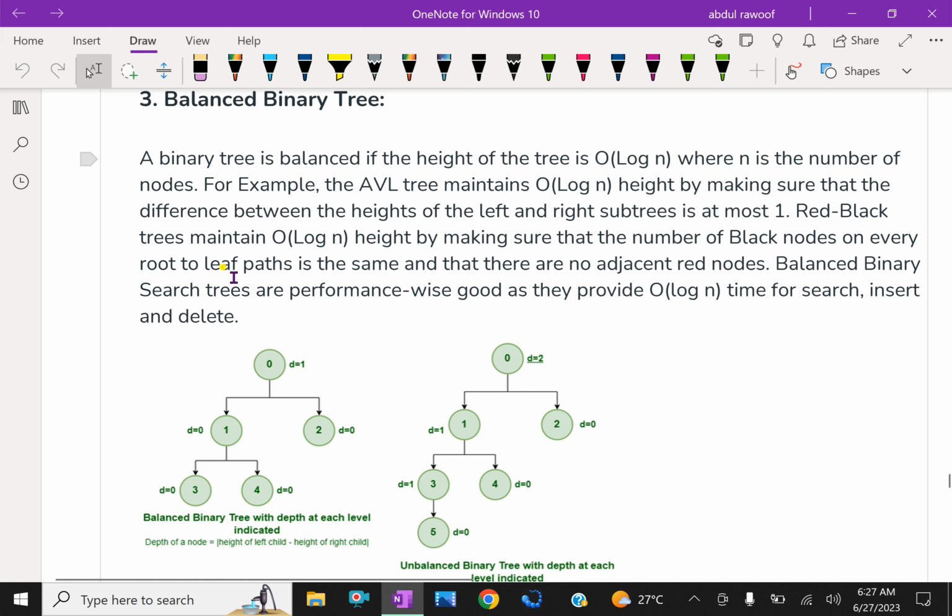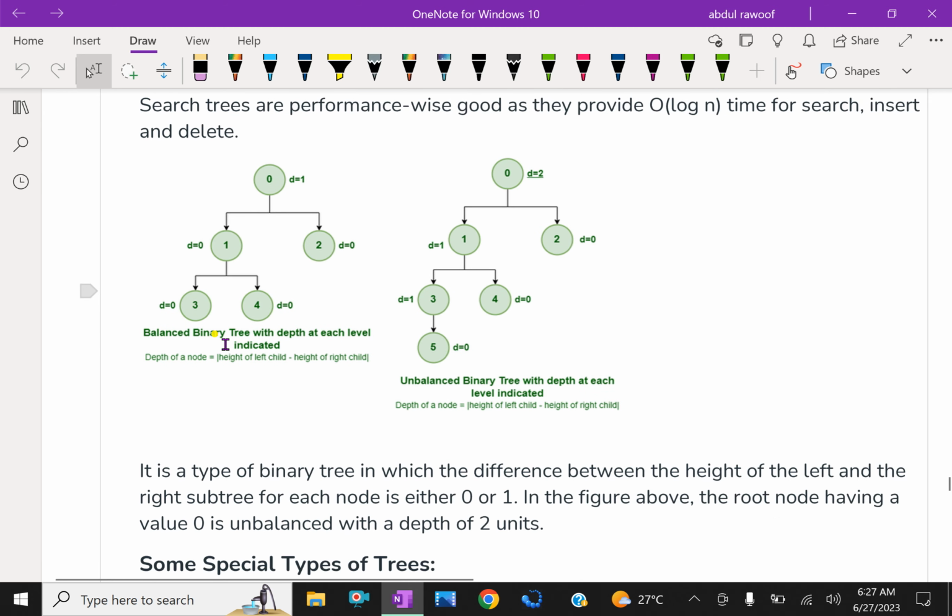Red black trees maintain O(log n) height by making sure that the number of black nodes on every root to leaf path is the same and that there are no adjacent red nodes. Balanced binary search trees are good performance-wise as they provide O(log n) time for search, insert and delete. Okay, this is a balanced binary tree with depth at each level indicated.